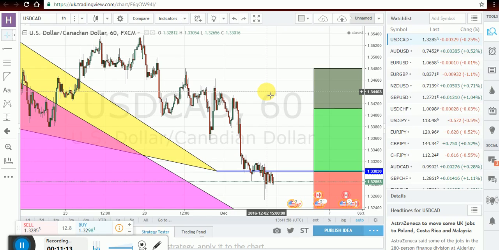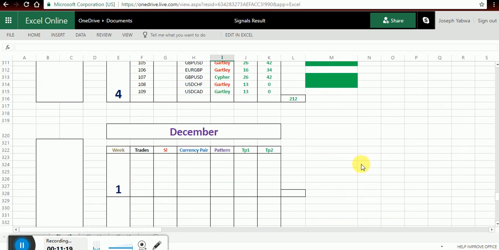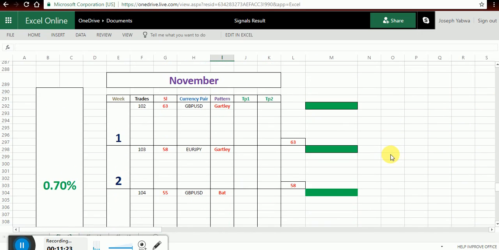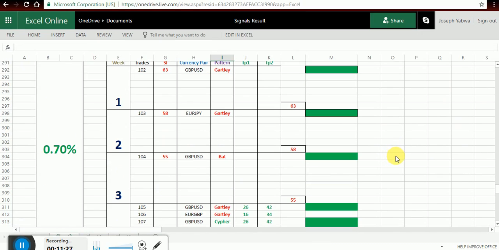Let me just go over to my signal service results and show you guys what the month of November has been like. It's pretty much a break-even month, really. As you can see, in the first 3 weeks of November, we only had 3 trades, and all those trades turned out to be losing trades.